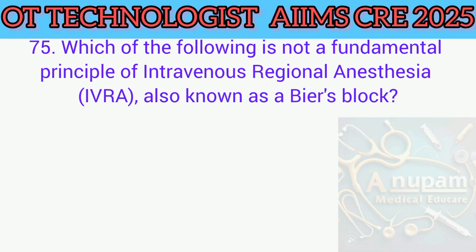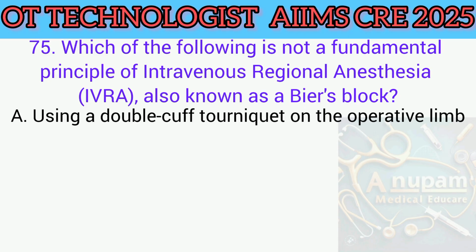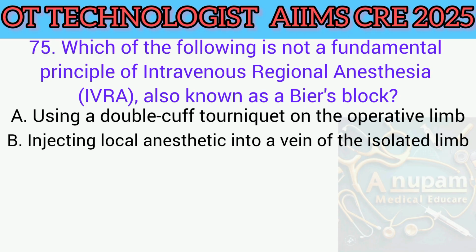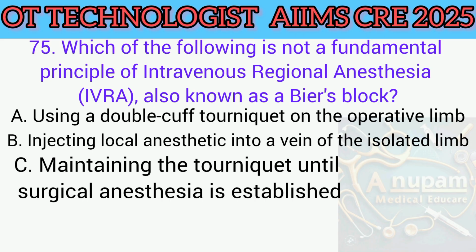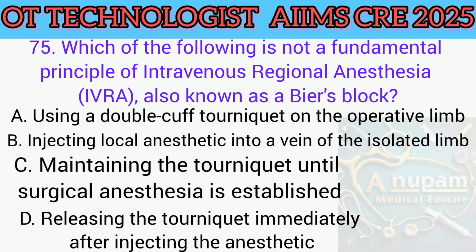Number 75. Which of the following is not a fundamental principle of intravenous regional anesthesia, IVRA, also known as a Bier's block? Option A. Using a double cuff tourniquet on the operative limb. B. Injecting local anesthetic into a vein of the isolated limb. C. Maintaining the tourniquet until surgical anesthesia is established. D. Releasing the tourniquet immediately after injecting the anesthetic.